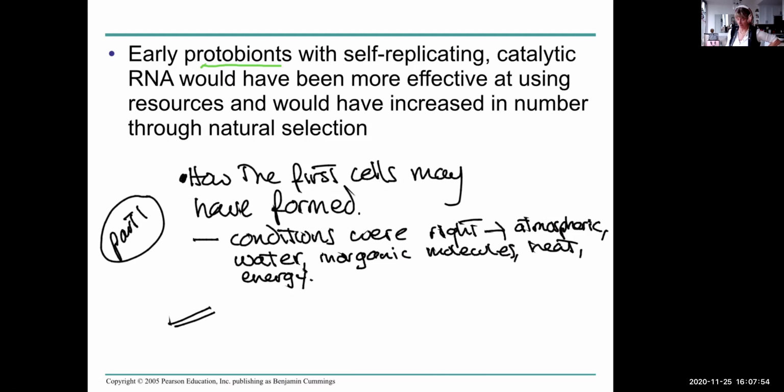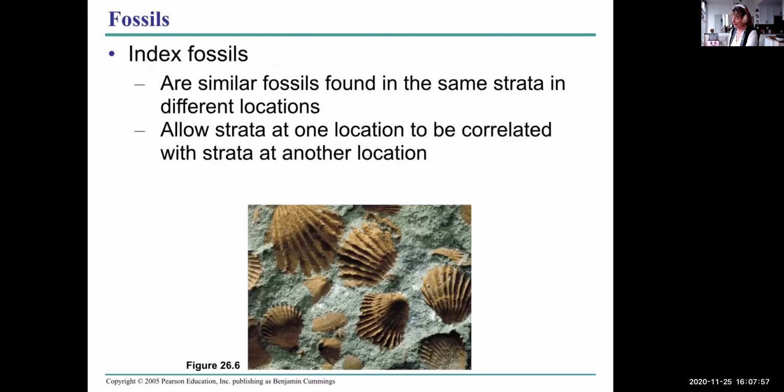Now we're going on to part two. Part two is about fossils. So index fossils are similar fossils found in the same strata in different locations. That's what Attenborough is going to be looking at all over the world, different strata. Because the continents were all together at one point and strata formed in a similar fashion, you will find similar fossils throughout the entire world. So that allows strata in one location to be correlated with strata at another location.